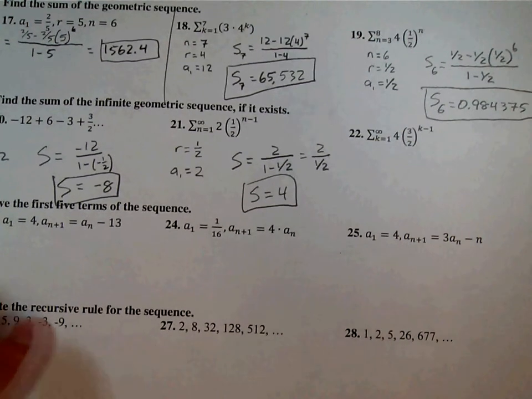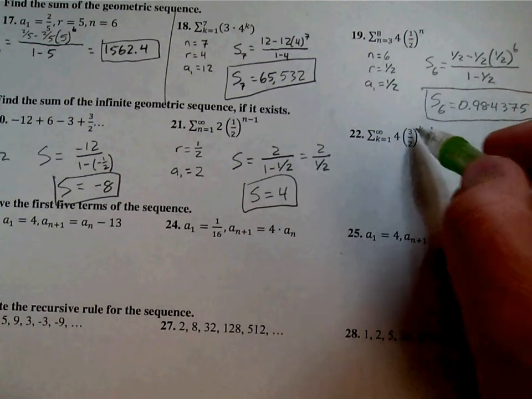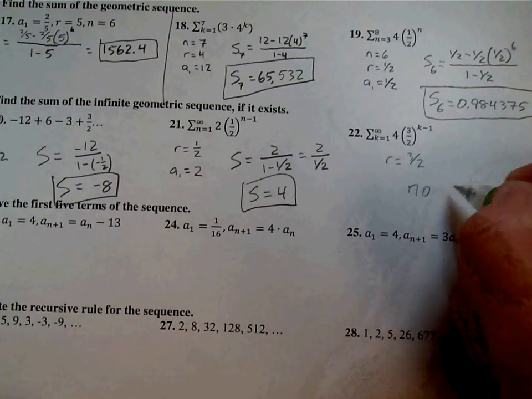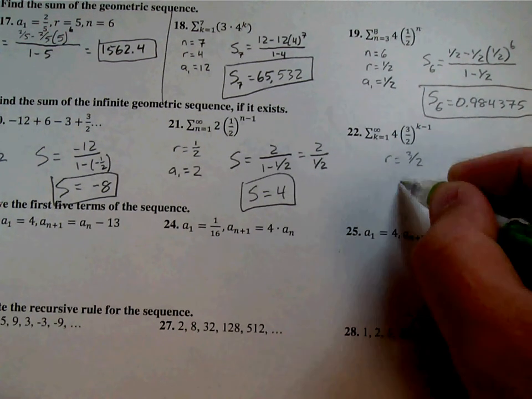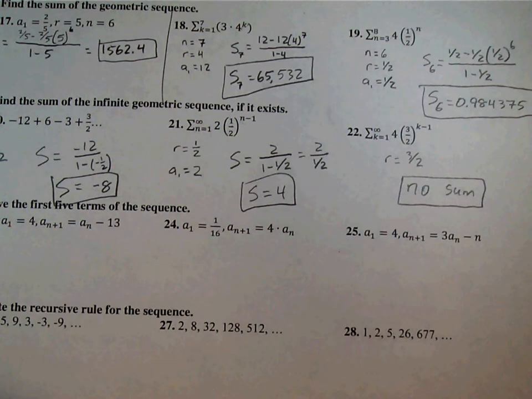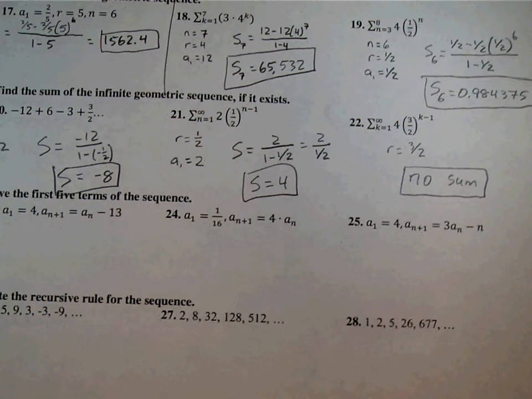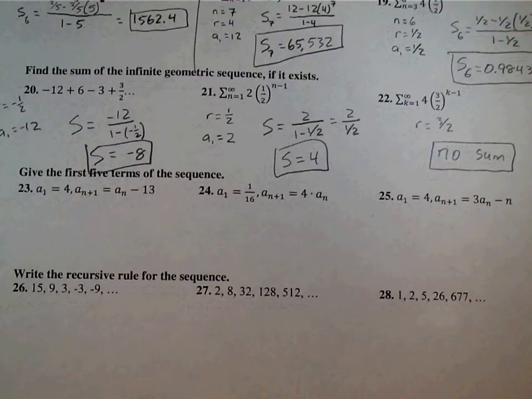And then number 22, the r value, 3/2. That's larger than 1. Don't use the formula, please. The formula will give you an answer, but it will be wrong. The formula only works when the absolute value of your r value is less than 1. So in this case, we have no sum. It is divergent. It doesn't approach a sum.